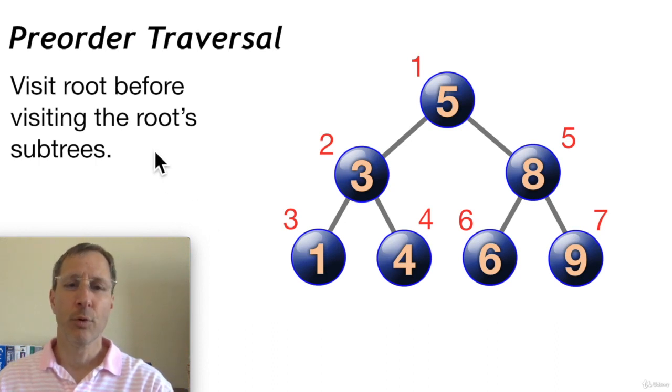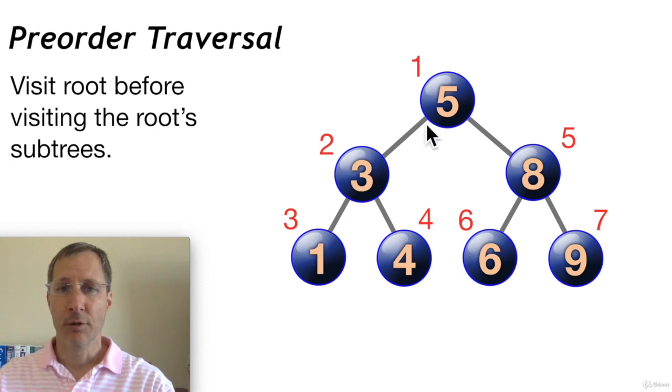In pre-order traversal, we visit the root before we visit the root's subtrees. In other words, we're always going to start at the root and then visit the root's subtree. And the same thing here with node 3, which is basically a subtree starting at node 3. We're going to visit 3 before we visit its subtrees. So we start at the top and then we descend down the left subtree, and again we descend down the left subtree and then we hit the right subtree.